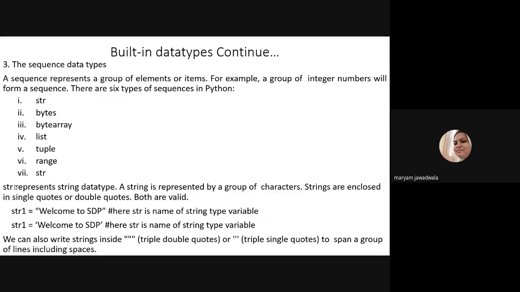Sorry for that. So str represents the string data type. A string is represented by a group of characters, and it can be enclosed within single quotes or double quotes. Both are valid syntax to represent a string. Suppose I am writing str1 in double inverted commas, "welcome to SDP". The same thing I can write using single inverted commas. In this way we can represent a string. If I want to write a multiline string, then I can use triple double quotes or triple single quotes to span a group of lines including spaces.